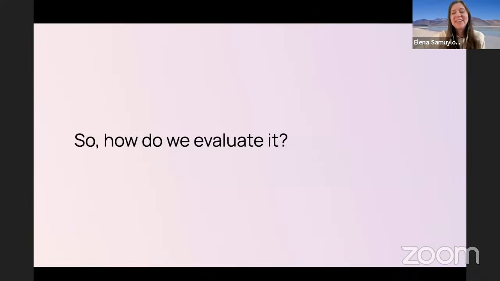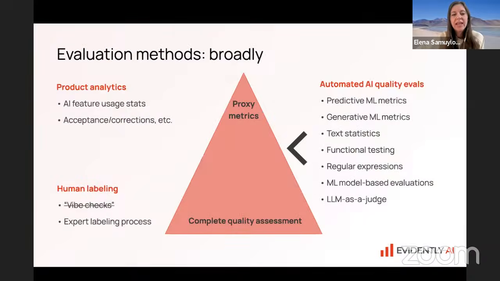So finally, how to evaluate the actual LLMs? Having said all this, having learned all this from predictive systems and having faced all these new challenges that we have, broadly, there are three methods to think about. One is ideally, of course, we can do complete quality assessments and do this human labeling.